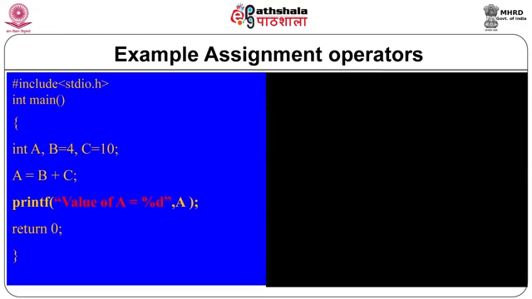After printing value of A, the program will return 0, because in program we are considering integer main. If integer is included before main function, then in program you have to return some value. So here return 0 is written in the last step before closing the program.